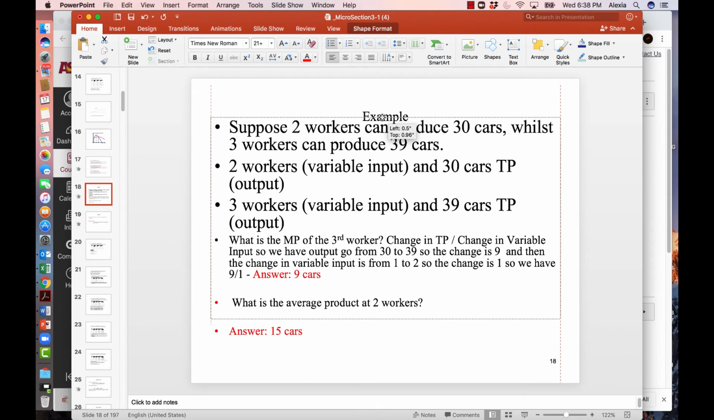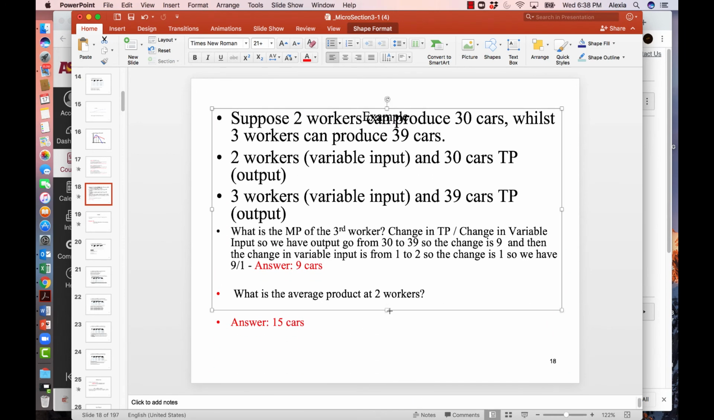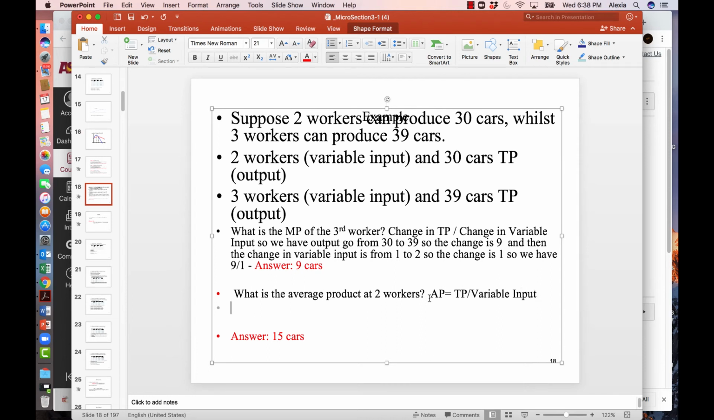Then it asks, what is the average product of workers? How do we get average? That's total product divided by variable input. Whereas the marginal is looking at the change, the average is just looking at the total at that particular place. The total product at 2 workers was 30, and dividing by 2 workers, that would be equal to 15. That's how we came up with this answer of 15 cars.